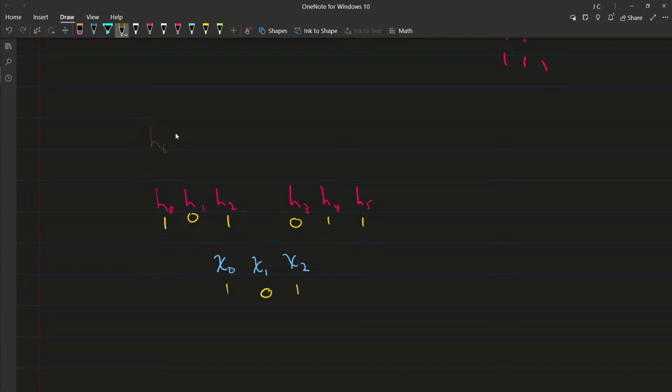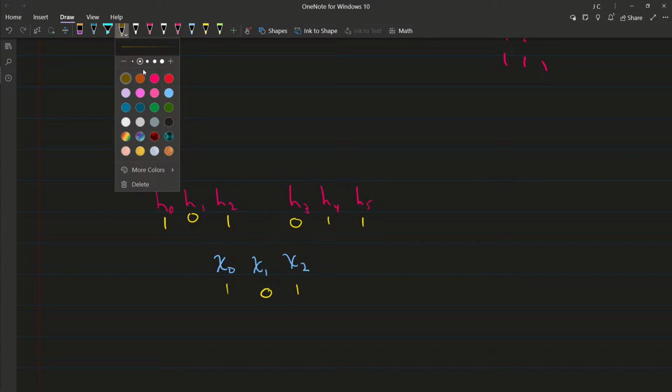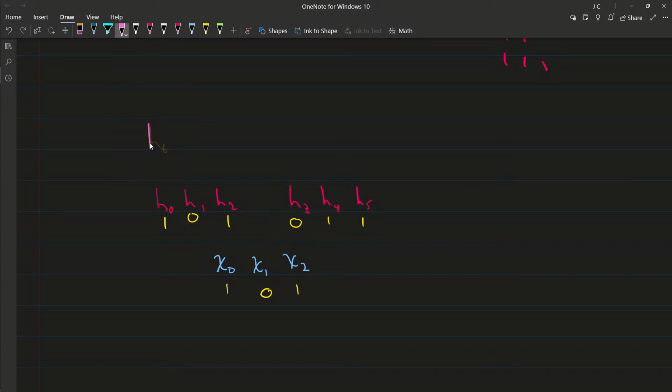Oh no, that's a terrible color. Let's make it hot pink. That's way better.